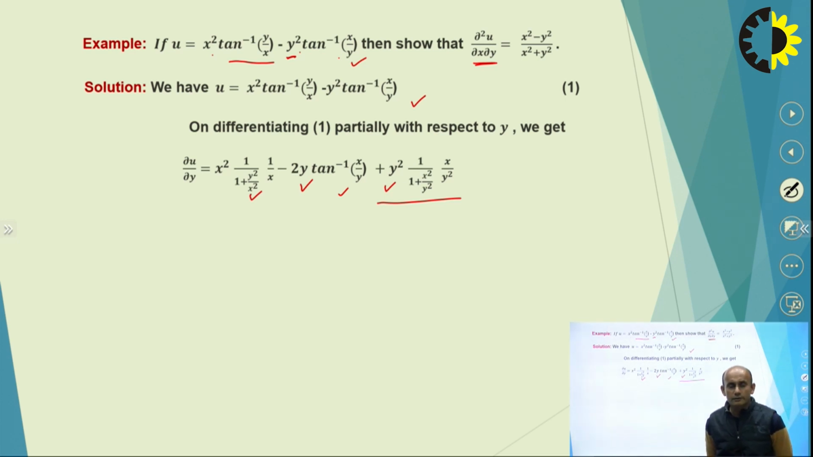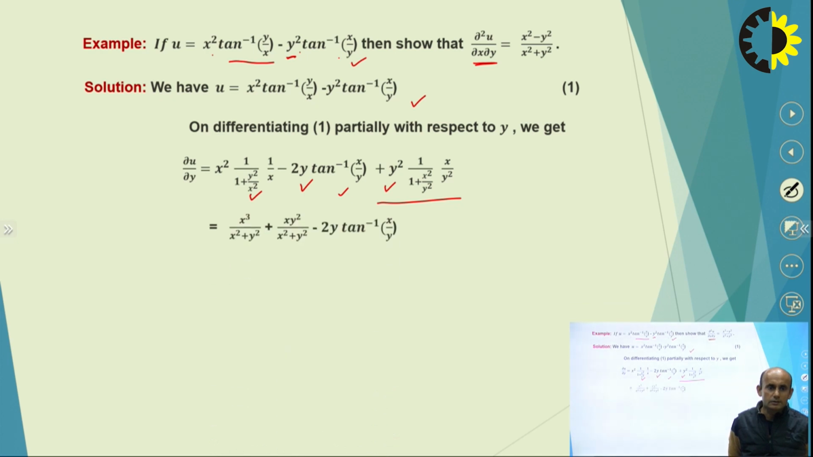But here we have to find ∂²u/∂x∂y. First we have to simplify this one. If we are taking LCM here, we have x square plus y square in the denominator, and this term will be x cube upon x square plus y square, and this term is actually x y square upon x square plus y square, and the middle term is actually minus 2y tan inverse x upon y.